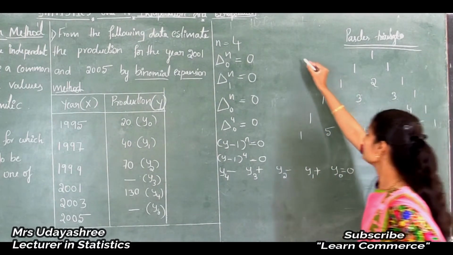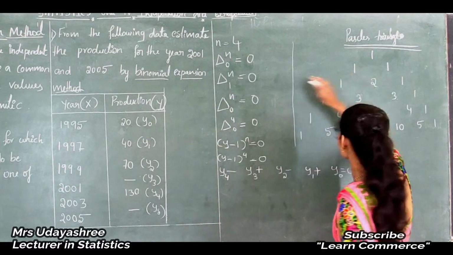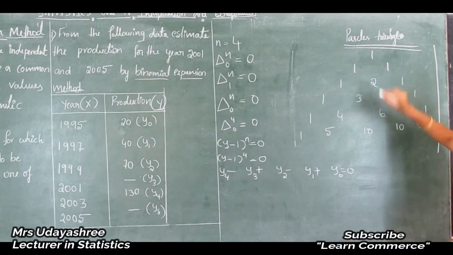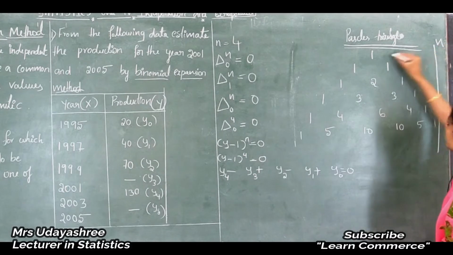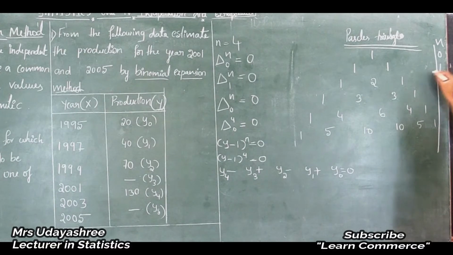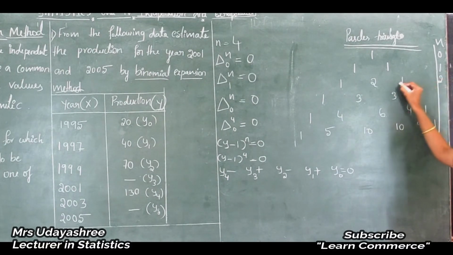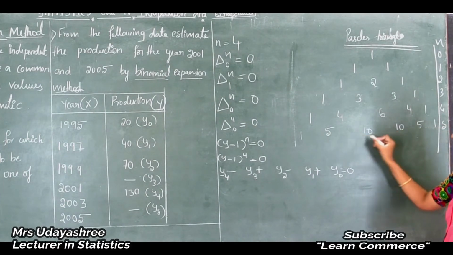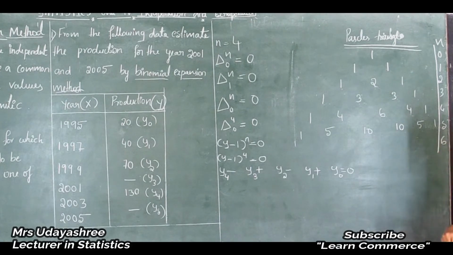So this is Pascal's coefficient, and what is n? If n is equal to 0, the coefficient is 1. If it is 1, 1 1. If it is 2, 1 2 1. If it is 3, 1 3 3 1. If it is 4, 1 4 6 4 1. If it is 5, 1 5 10 10 5 1. If it is 6, 7, 8, 9, or 10, try yourself.